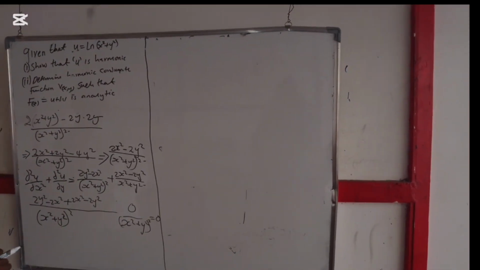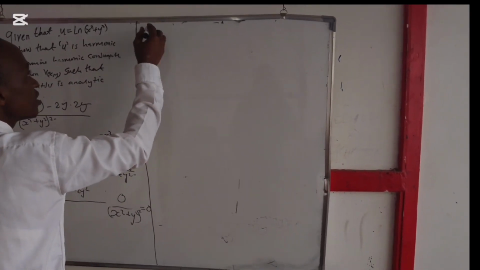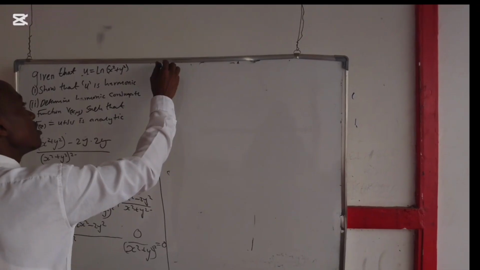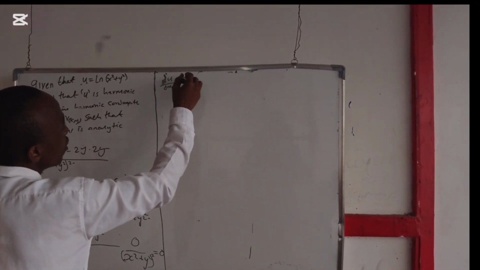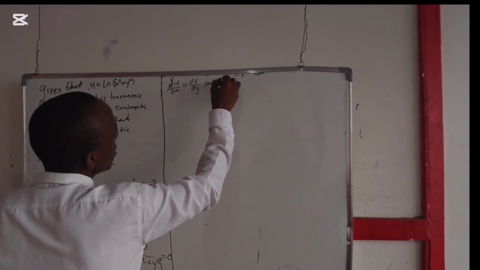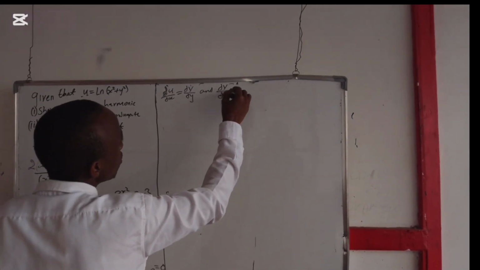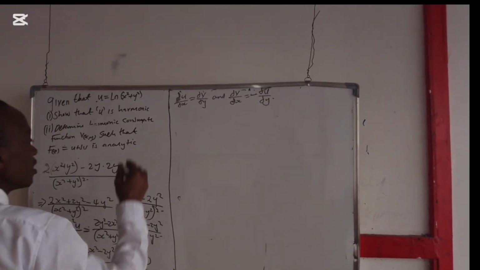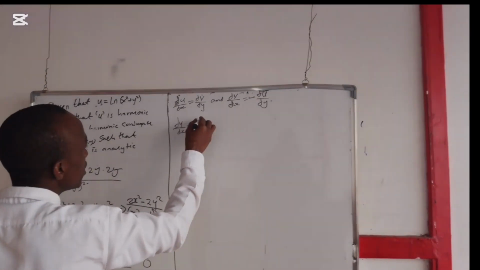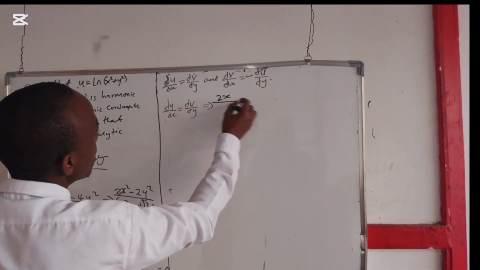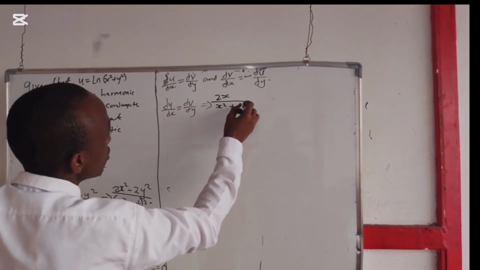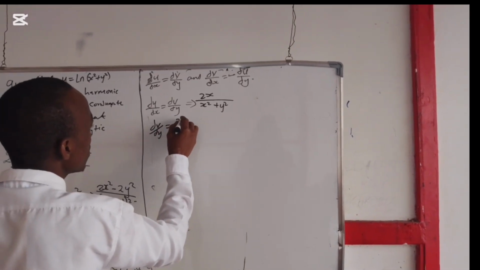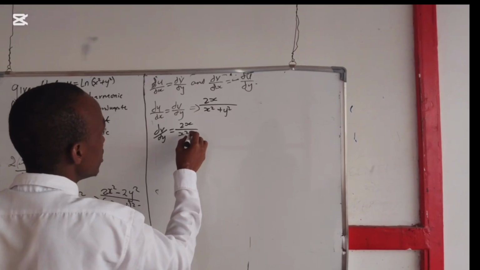So for us to find the harmonic conjugate, you have to apply the CR equations: the change of u with respect to x is equal to the change of v with respect to y, and the change of v with respect to x is equal to negative the change of u with respect to y. Now du/dx is equal to dv/dy. du/dx is equal to 2x divided by x squared plus y squared. Now our dv/dy is equal to 2x over x squared plus y squared.